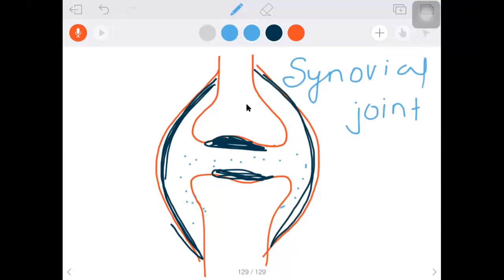So this is the basic we learned. And now let's talk about the different kinds of joints here. The synovial joints are of various types. For that I am taking the whiteboard. The ball and socket joint, the hinge joint. So let's take one after another.